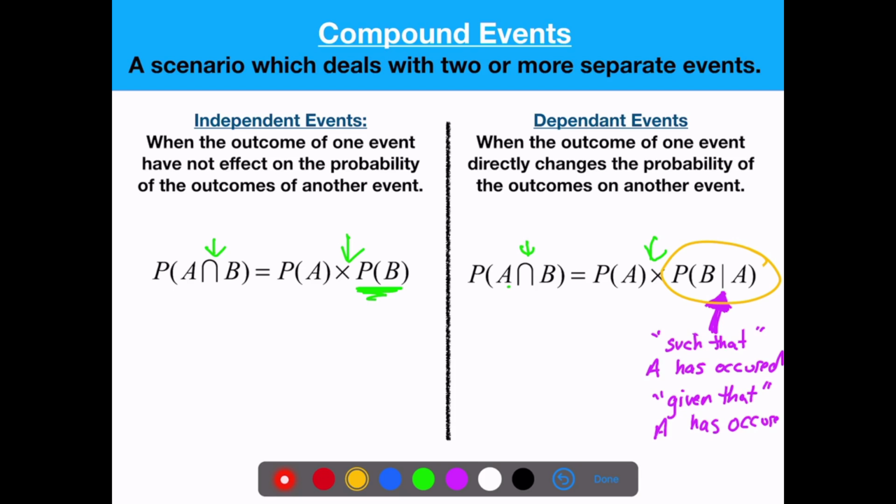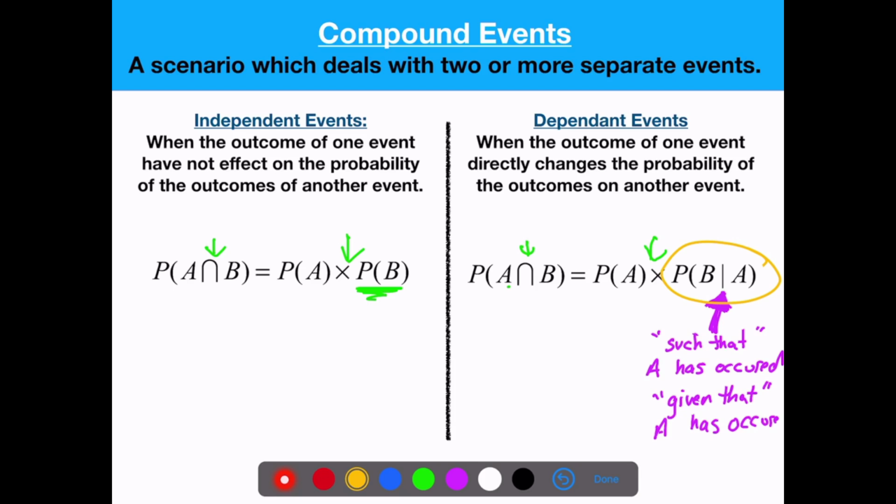So you can't just say probability of B. You have to say probability given that A, right? Probability that they won given that they lost. Probability that they won the playoffs given that they won the round robin. That kind of idea. Okay, so this is a really important summary slide that you might want to pause and write down.